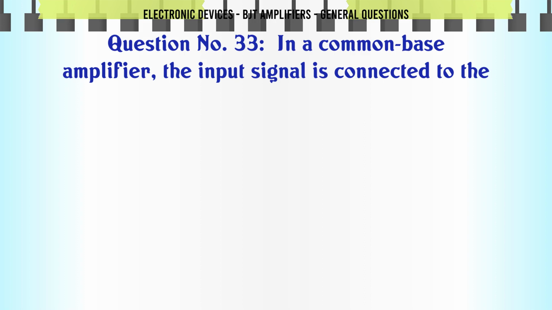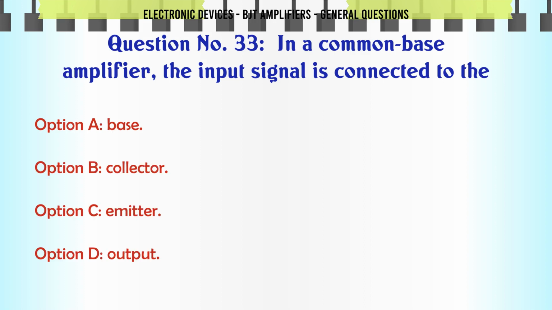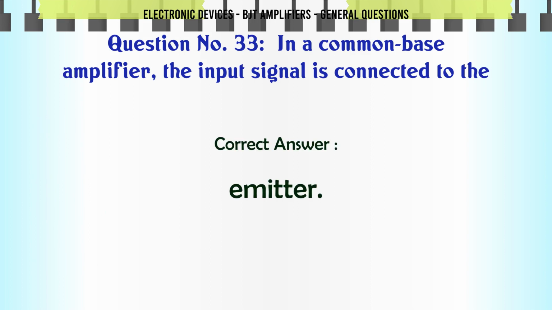In a common base amplifier, the input signal is connected to the A. Base. B. Collector. C. Emitter. D. Output. The correct answer is emitter.